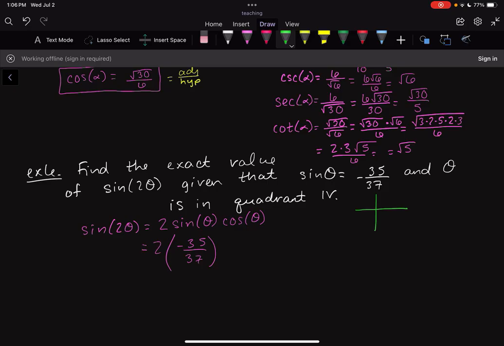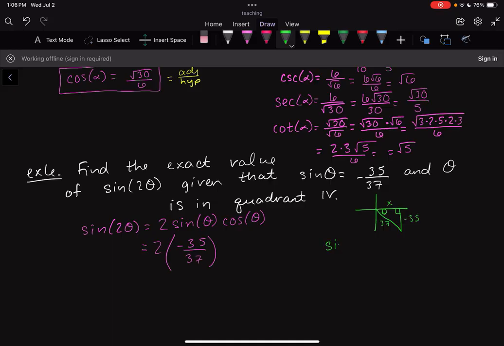So sine theta, it says that it's in quadrant 4. So I'm going to go look in our quadrant 4. And remember that sine is opposite over hypotenuse. So it would be negative 35, and this would be 37. I can go get this side that's missing, and that'll help me find cosine of theta. So this is just one option of using the triangle. You could also use identities to do it.